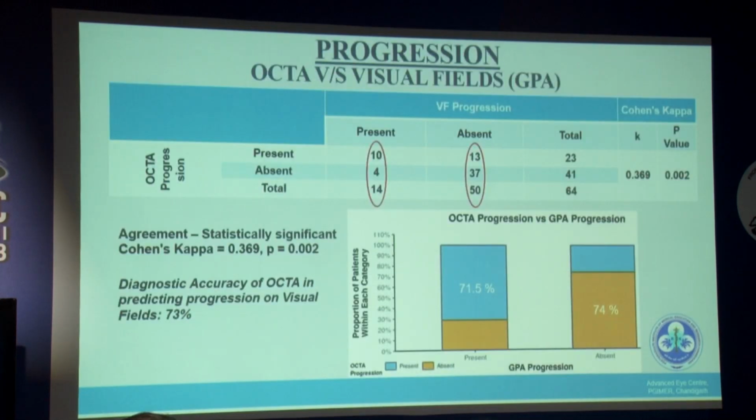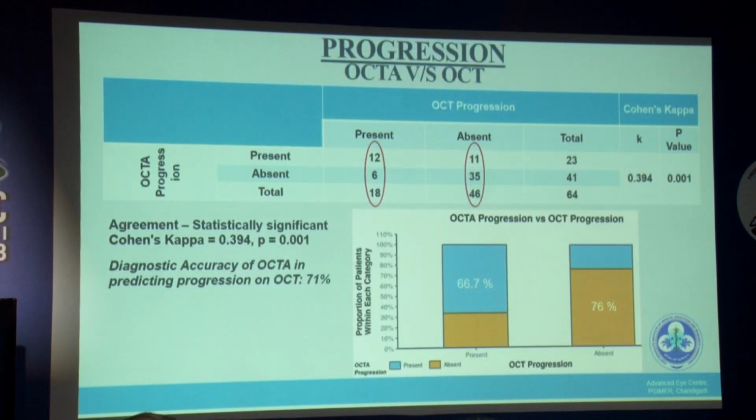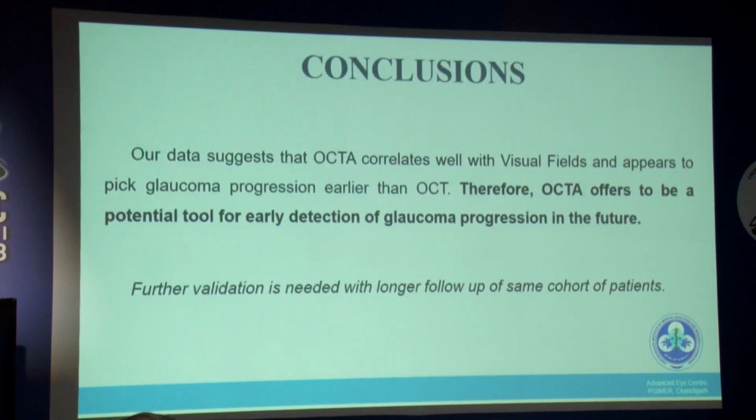This is comparing progression on OCTA versus visual fields. So when visual field progression was present, most of the time OCTA progression was also present, and when it was absent, OCTA progression was also absent. So both methods agreed statistically, and similarly OCTA and OCT also agreed statistically while comparing. So to conclude, our data suggests that OCTA correlates well with the visual fields and appears to pick up progression earlier than OCT. So OCTA offers to be a potential tool for early detection of glaucoma progression in the future. Thank you.